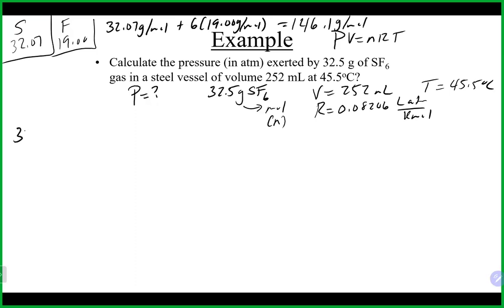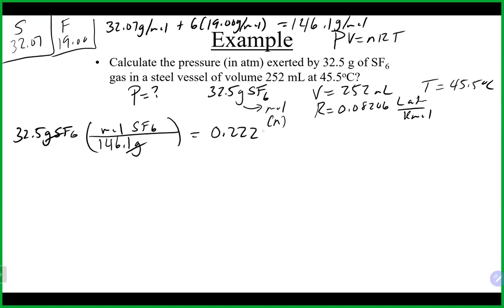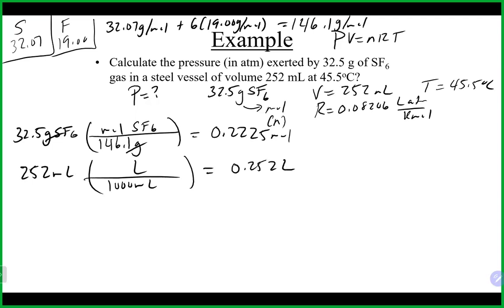So we're going to use that to convert our grams into moles. We'll go 32.5 grams of SF6 using the molar mass from the periodic table, 146.1 grams per mole. Again, we want the grams to cancel. That's going to give us 0.2225 moles. Our volume also needs to be converted to liters. So here we would need to use 1,000 milliliters as a liter. That's going to give us 0.252 liters.